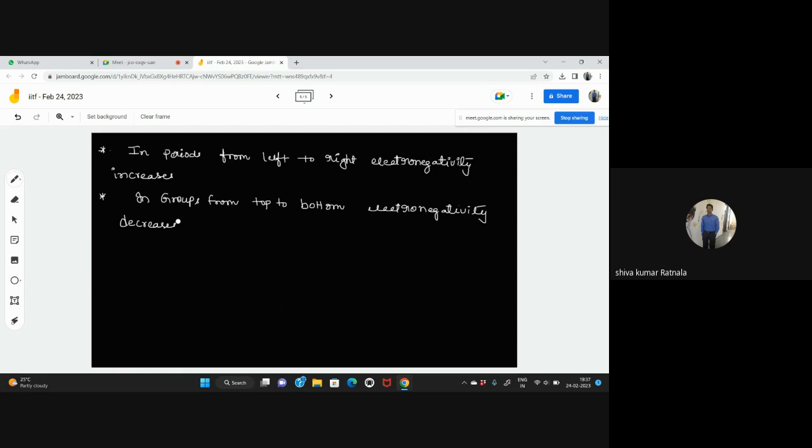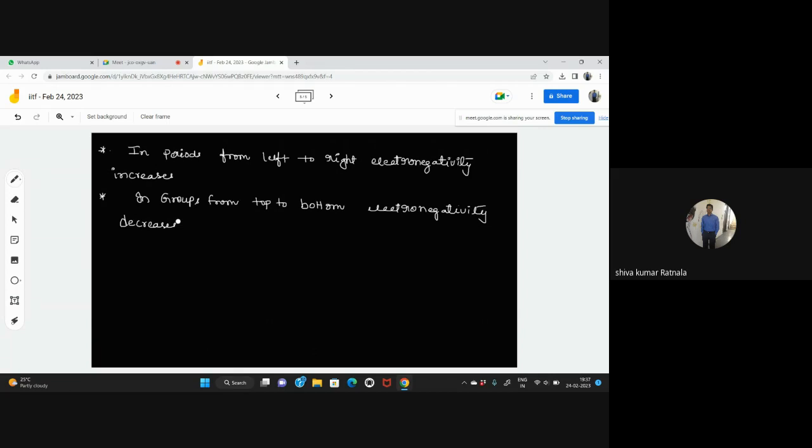And the electronegativity of an element is not actually fixed. For example, let me take carbon. As per the Pauling scale, the electronegativity calculated for carbon is 2.5. But at every carbon, the electronegativity will not be 2.5. Are you getting what I'm trying to say?